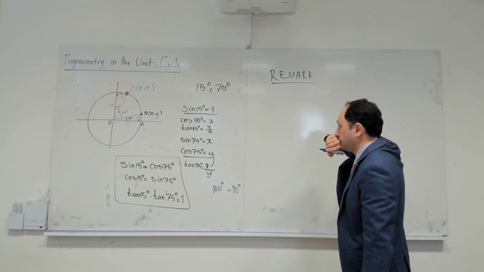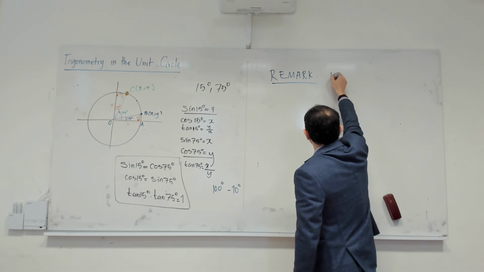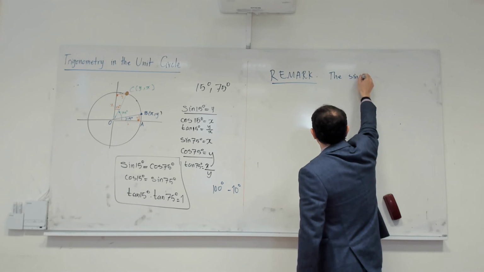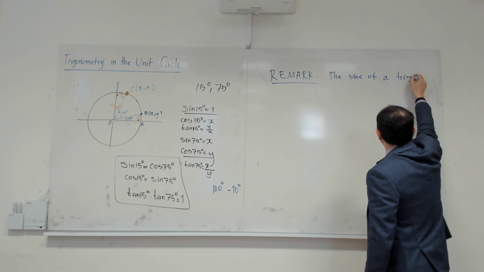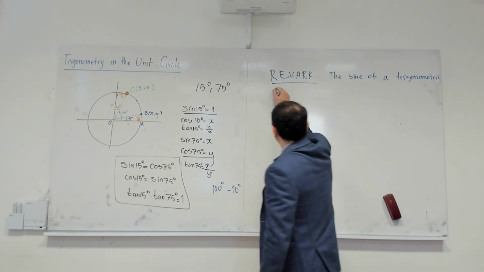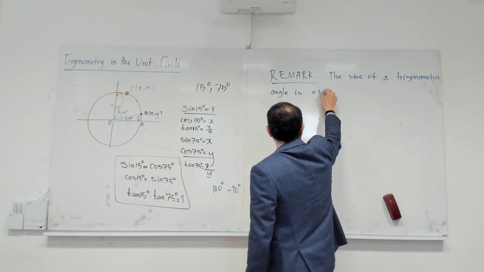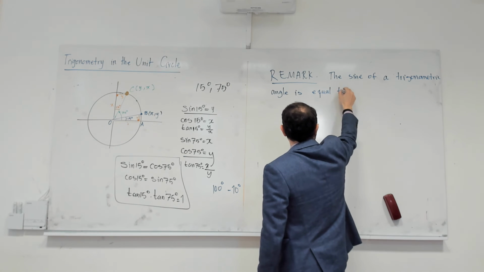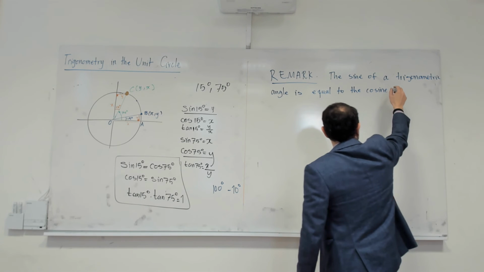What should I write? So the sine of a trigonometric angle is equal to the cosine of its complement.